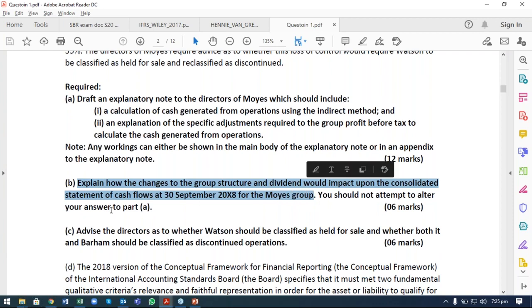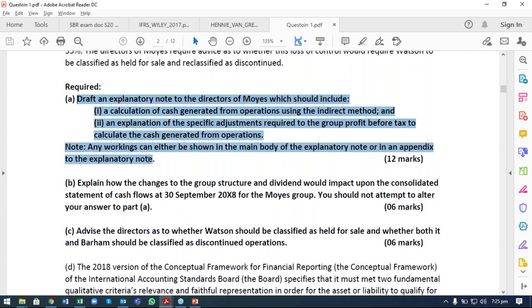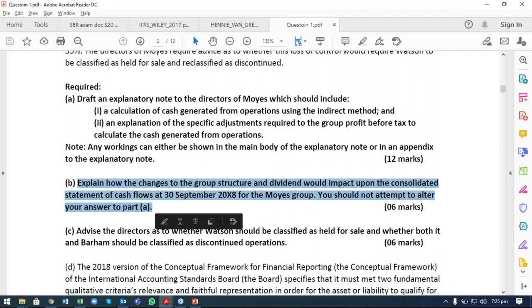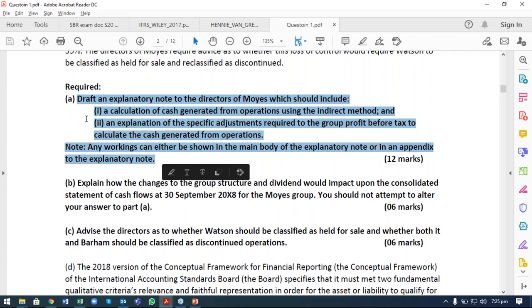You should not attempt to alter your answer to part A. So you're not supposed to alter that section, right? You only need to explain this. And if you are looking into the linkage between the two, you have to understand that the cash flows generated from operations are an extension of that specific portion. So first you need to calculate this one.